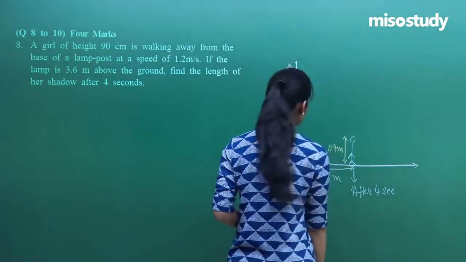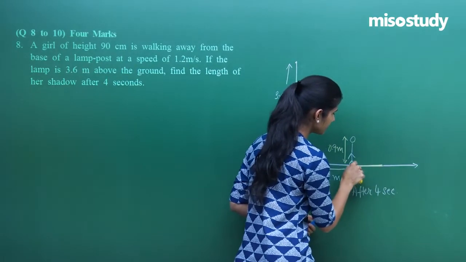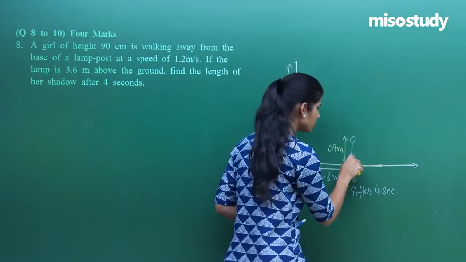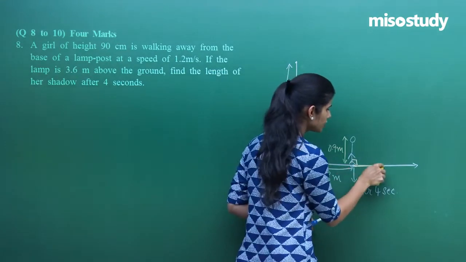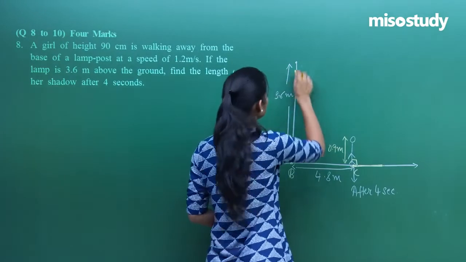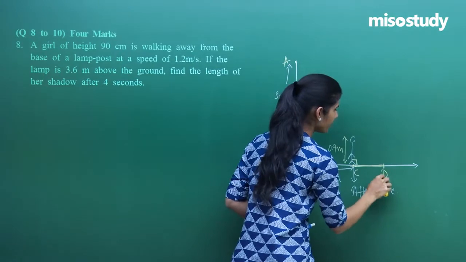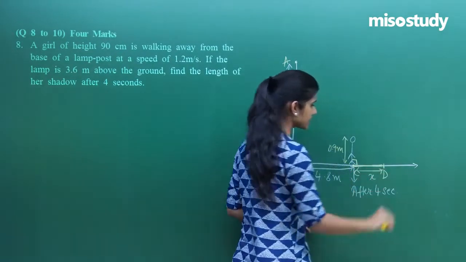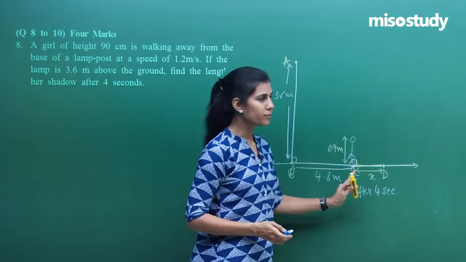Now find the length of her shadow. If this is the girl, this would be the shadow of some length, right? Obviously, the girl is also perpendicular to the ground, so it would be making an angle of 90 degrees, no doubt. This is her shadow. So this point is C, this point is B, this point is A. This is her shadow ending at, say, point D. I have to find this CD, that is, say, X. This is her shadow after 4 seconds walking away from the lamppost.